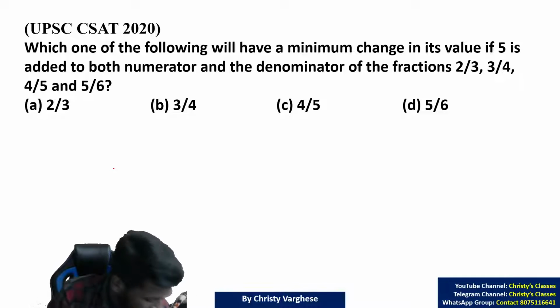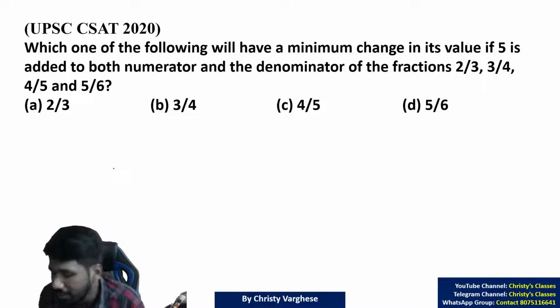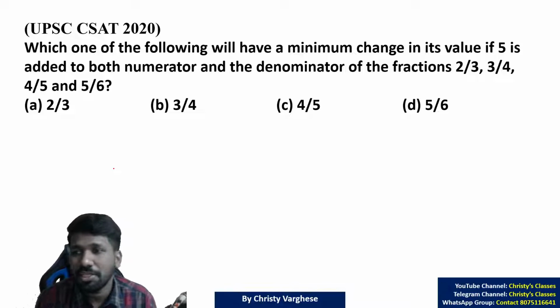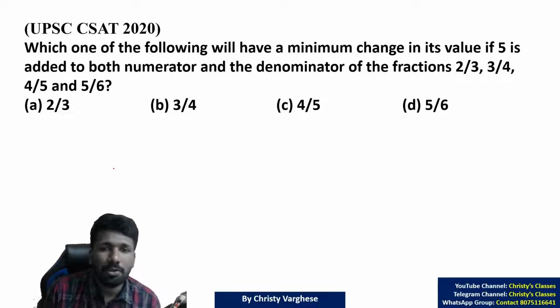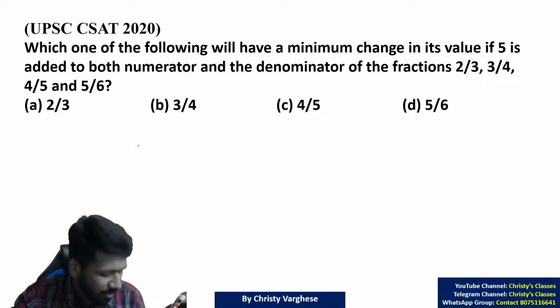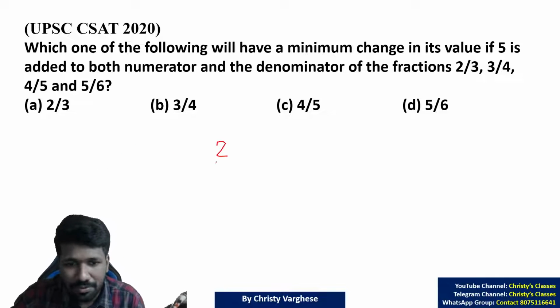Okay, so this question, any answers? Due to lack of time, I will start explaining. Which one of the following will have the minimum change in its value if 5 is added to both numerator and the denominator of the fractions? 2 by 3, 3 by 4, 4 by 5, 5 by 6. This question can be done in two ways.